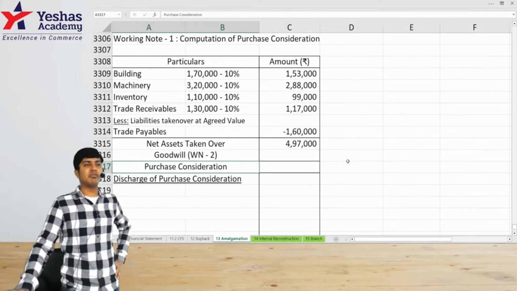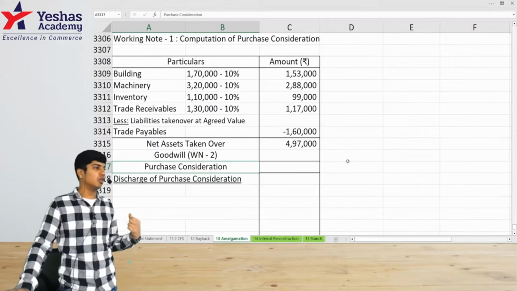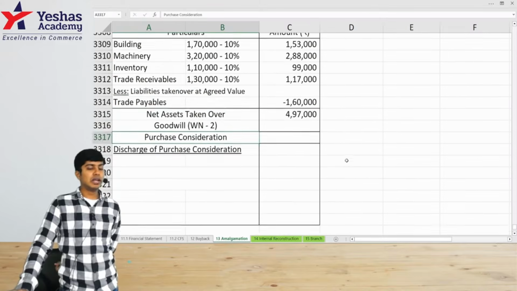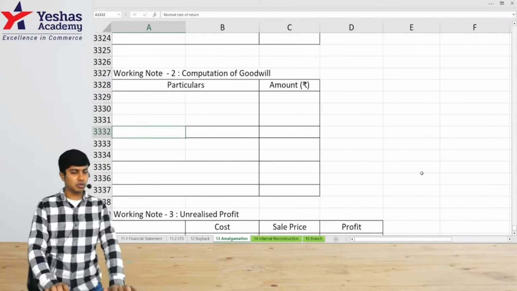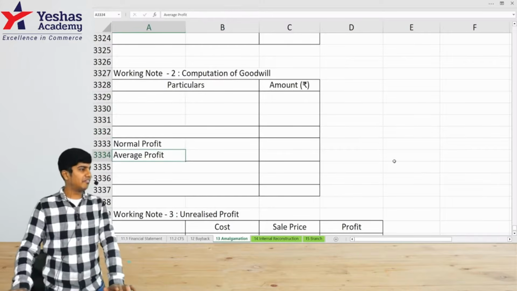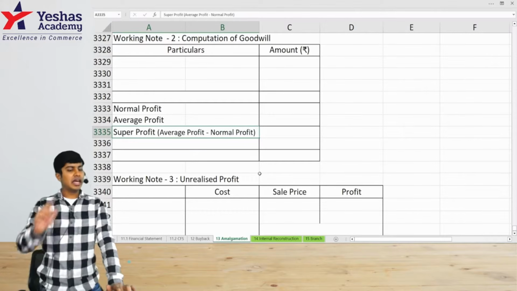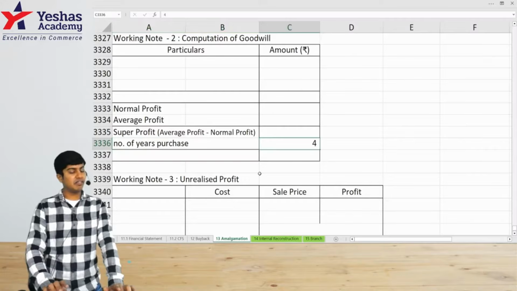Goodwill, they haven't given the amount, unlike few other questions. They want us to compute the amount of goodwill, which we will do now. Goodwill is to be computed under super profit method. So I would have to take normal profit and average profit comparison. If average profit is more than normal profit, I will get super profit, that is average profit minus normal profit. I should multiply it by 4 years purchase.